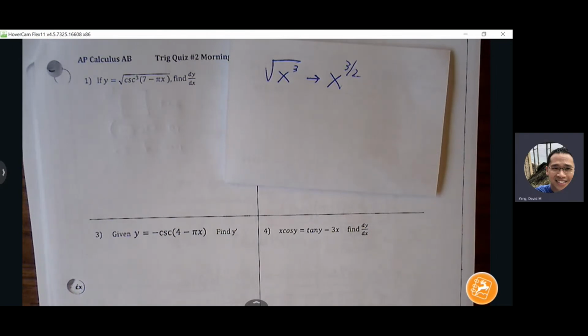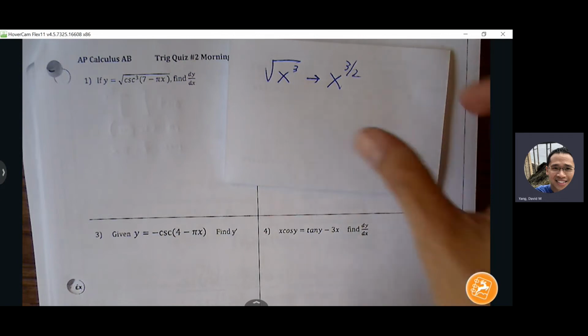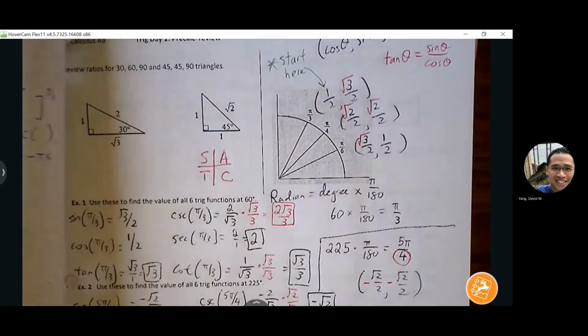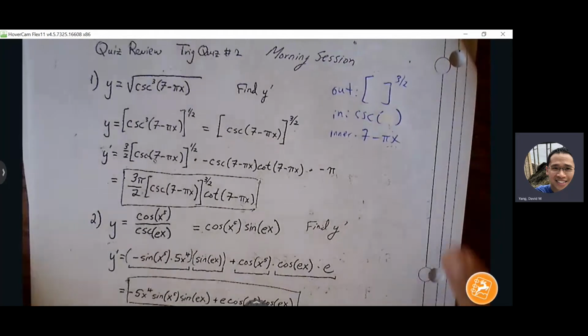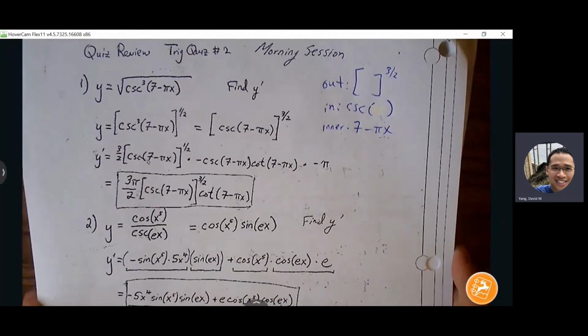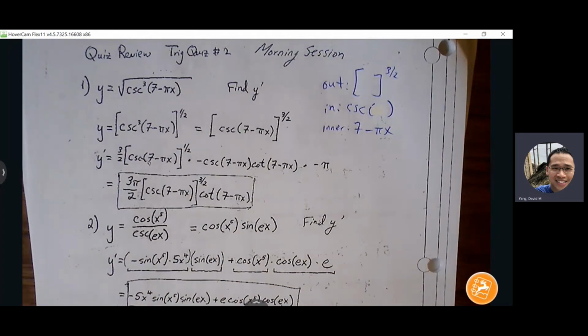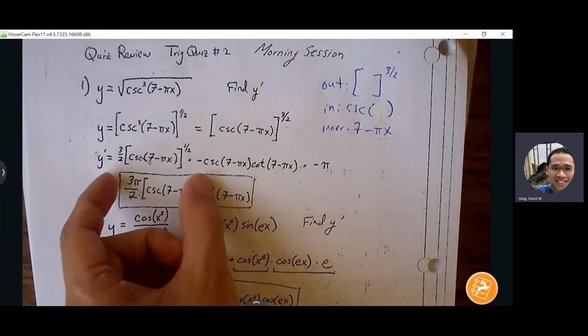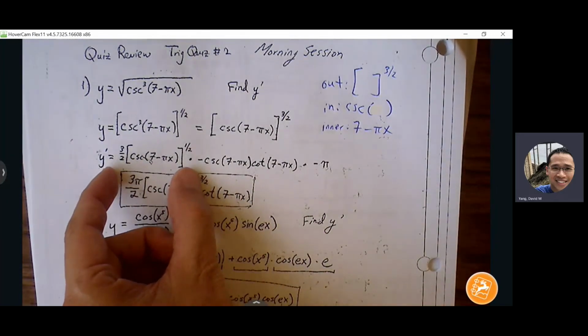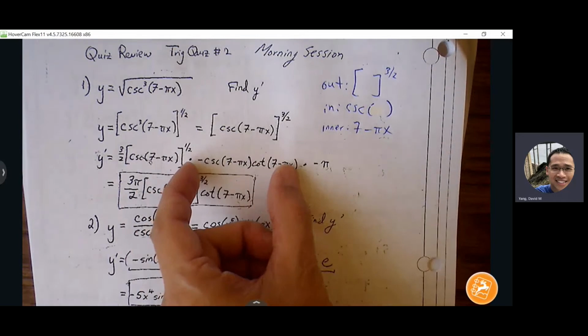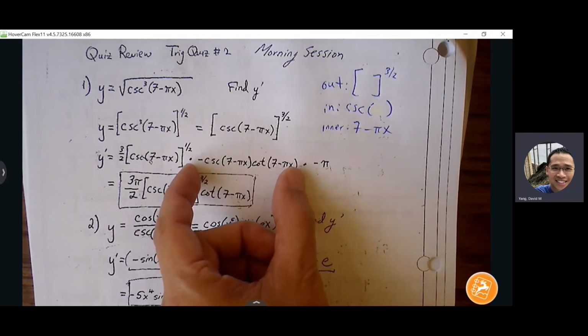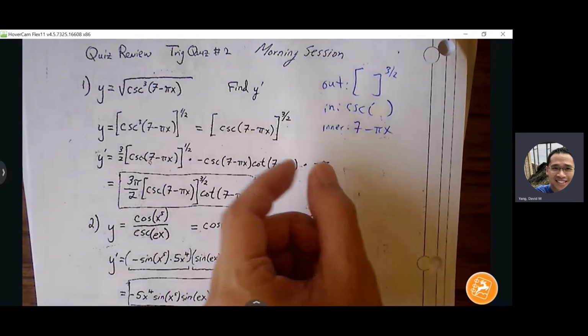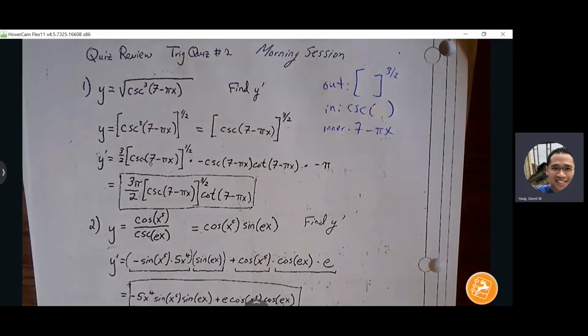Once you can get that outside a set of brackets, then chain rule, right? You've got the brackets, you've got the cosecant, and you've got the inside parentheses. We take outside's derivative using power rule. Cosecant's derivative is negative cosecant cotangent. And finally, inner function's derivative is going to be -5.